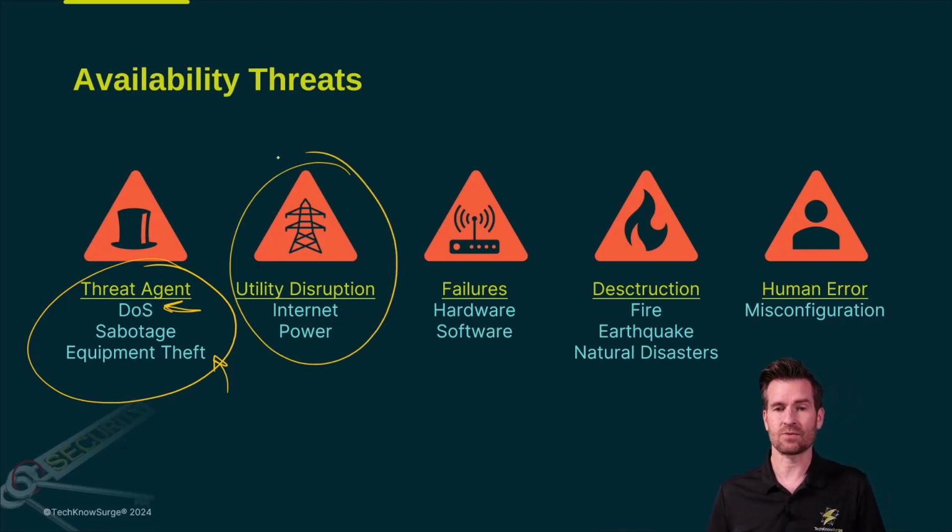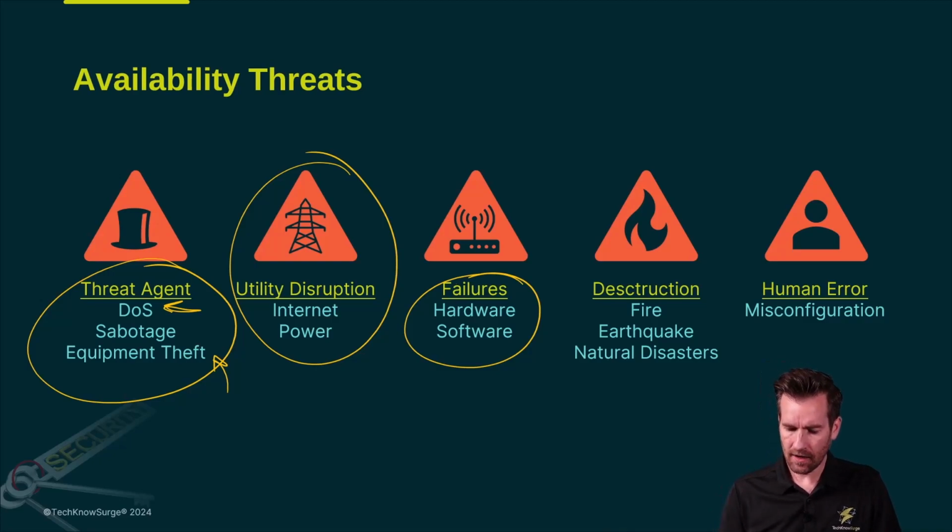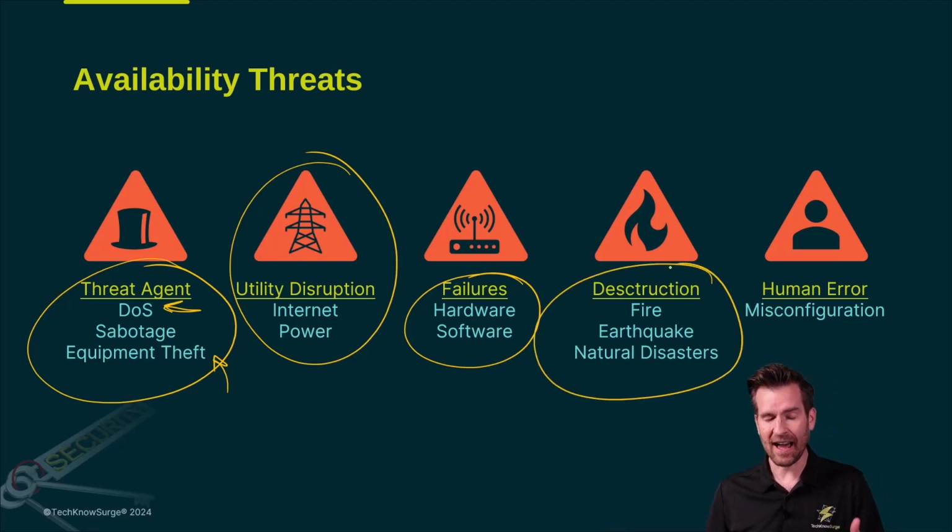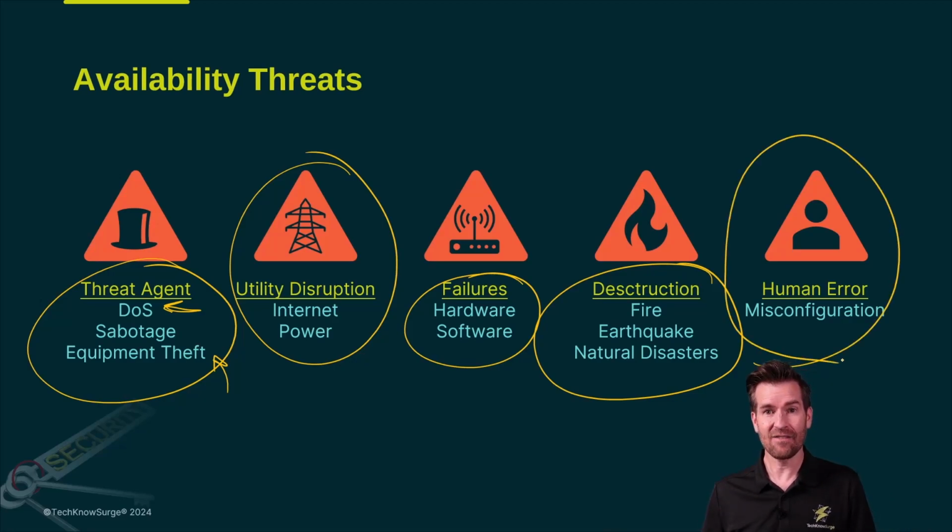There's utility disruptions where the internet goes down or power goes down. There are failures of hardware, software errors that come up. There is destruction that can happen when fire or earthquake or some sort of natural disaster takes place. And then I find more often than not, availability really goes down a lot of times because of human error, a misconfiguration that brings the system down.